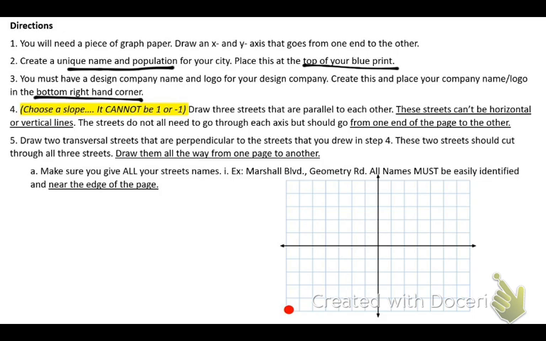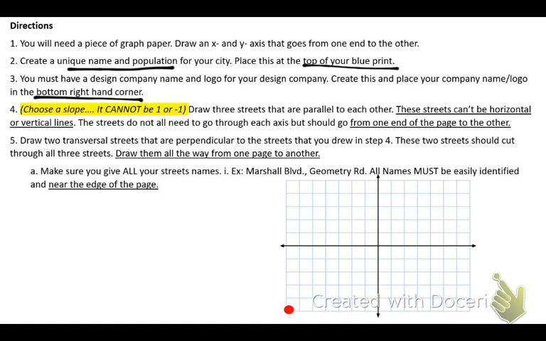You're going to draw 3 streets that are parallel to each other. These streets can't be horizontal or vertical lines. The streets do not need to go through each axis, but need to go from one end of the page to the other. So here's how you do this, okay? Do you see my graph? I already have a point on it. It's all the way down here. You start at a point. I picked the slope, even though I told you you can't have the slope, but I can have the slope because this is me. My original slope is 1. Can you have a slope of 1?